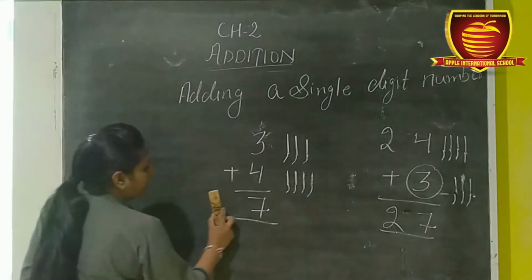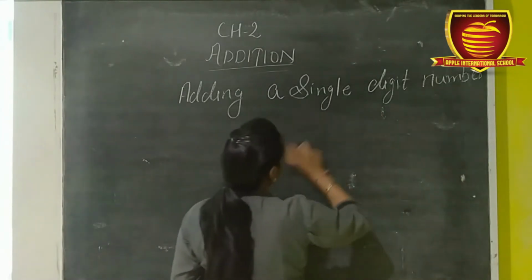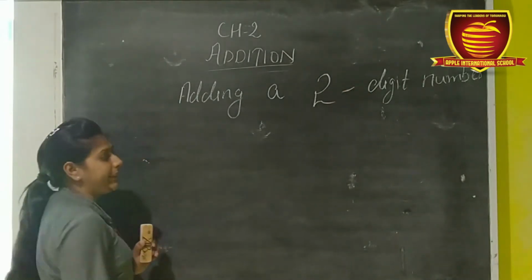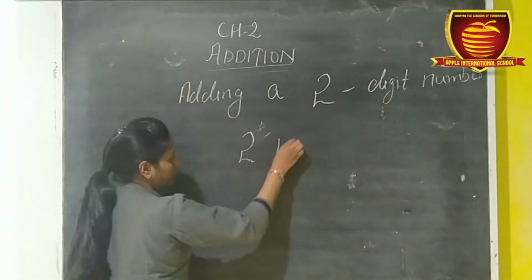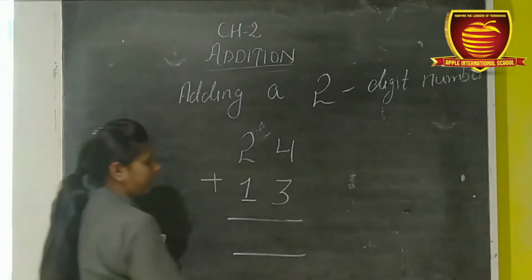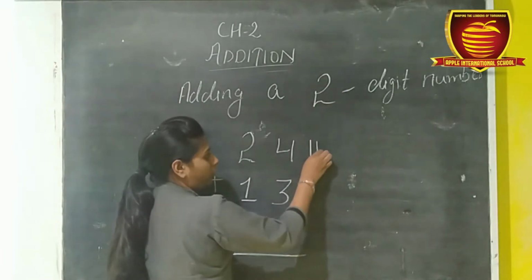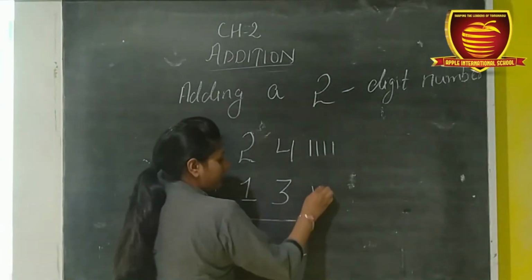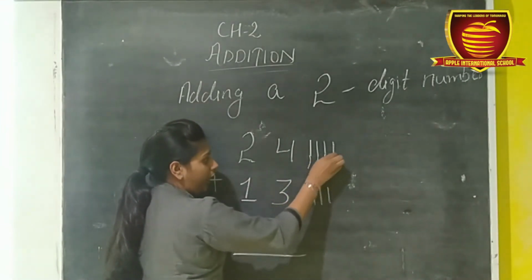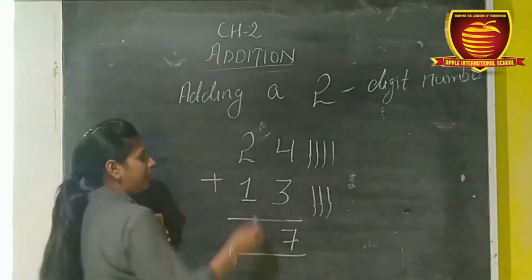Next is adding a 2-digit number. This is the addition of a 2-digit number. Draw lines 1, 2, 3, 4, 5. 1, 2, 3. Now count together. 1, 2, 3, 4, 5, 6, 7. So 4 plus 3 equals 7.